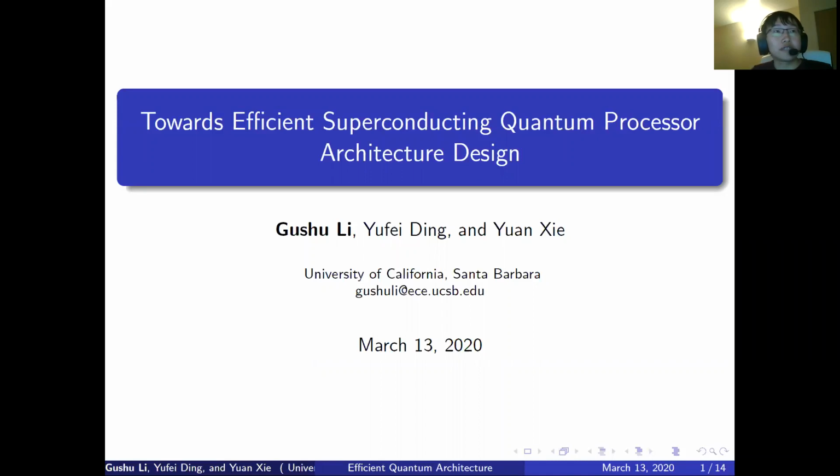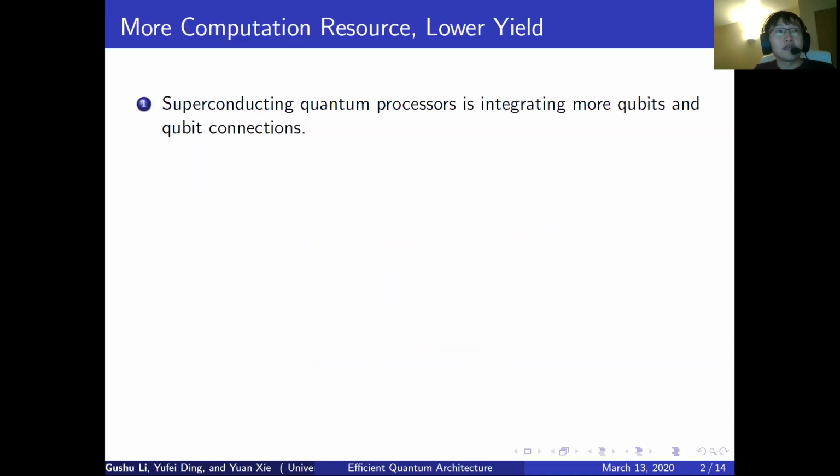Today I'm going to introduce our ASPLOS paper, Towards Efficient Superconducting Quantum Processor Architecture Design. Superconducting circuit is one of the leading technologies in quantum computing. To augment the computation capability of superconducting quantum processors, people are trying to integrate more qubits and more qubit connections.